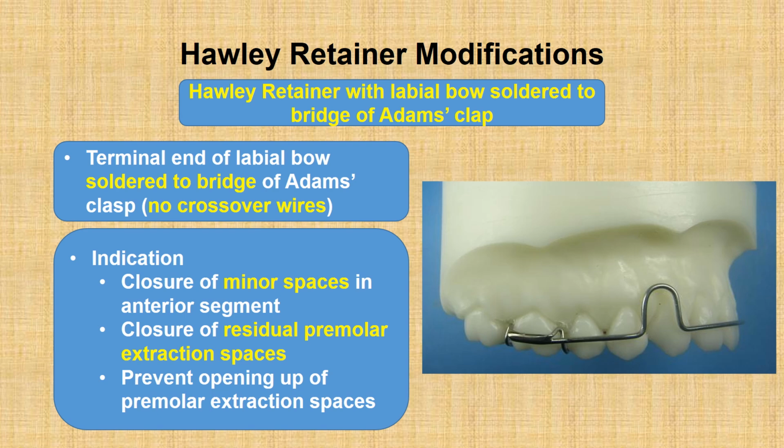Now the labial bow of a Hawley retainer can also be soldered to the bridge of the Adams clasp. So the terminal end of the labial bow is soldered to the bridge of the Adams clasp, and therefore it eliminates the crossover wire. Again, the indication is it can be used to close minor spaces in the anterior segment. It can close any residual premolar extraction spaces, and it can also prevent the opening up of the premolar extraction spaces.